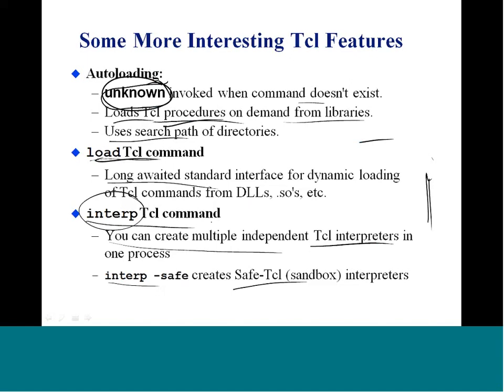The interp Tcl command. interp is another command, which lets you create multiple independent Tcl interpreters in a single process. And then there are also options along with it. The -safe option creates a safe Tcl interpreter.